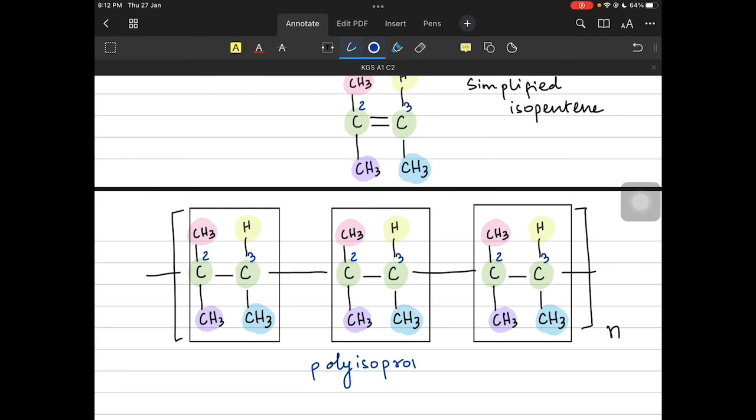The name is going to be polyisopentene. Why is it poly? Because there are many molecules. Why is it isopentene? Because this is the name of the initial monomer. Monomer is the initial molecule which was the small alkene, and polymer means the long chain molecule made by the constant repetition of the monomer.